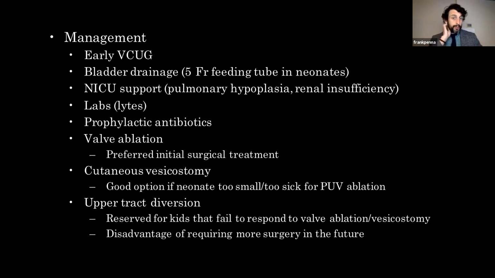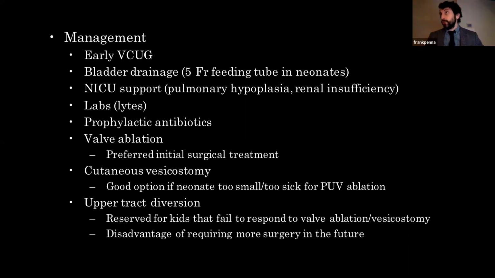I would offer circumcision at the same time due to the fact that circumcision does also decrease the risk of UTI in the first year of life, and even more helpful in kids with urologic abnormalities like this. Cutaneous vesicostomy, if the kid's too small, this doesn't happen so often, but we would have to drain the bladder by bringing the bladder to the skin.